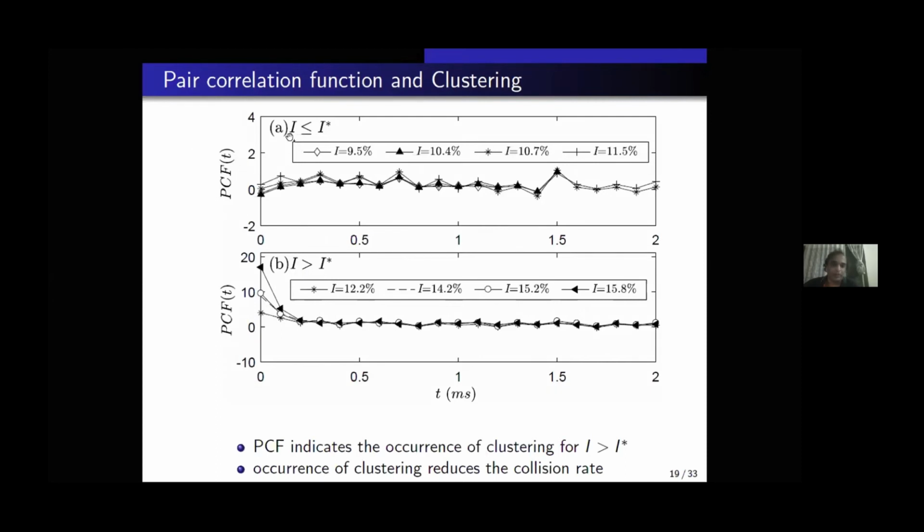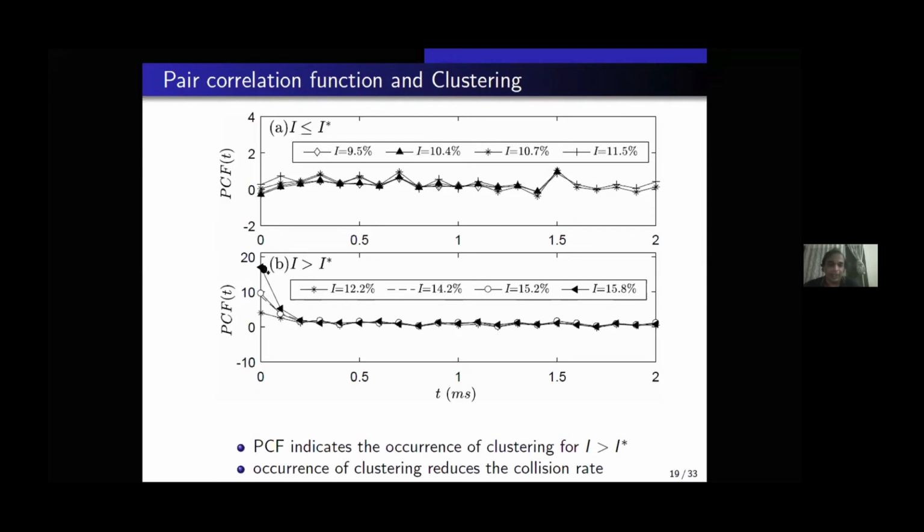And it turned out when I was less than or equal to the optimum value that we have reported, the value of PCF was more or less close to 0, right? Which indicates that the droplet arrival times are following a Poisson process. But when the turbulence intensity was to the right of the peak, where it's larger than the optimum air turbulence intensity, then we do start getting significant deviation from the Poisson process, particularly that the small interparticle arrival times become more likely. So small interparticle arrival times becoming more likely is essentially a signature of clustering occurring in the flow.